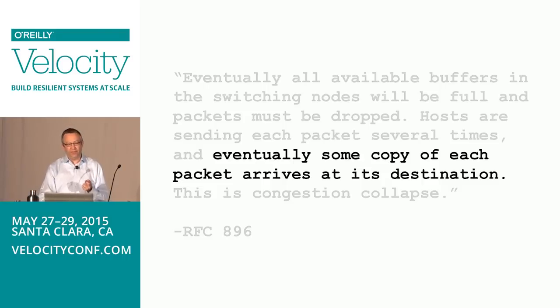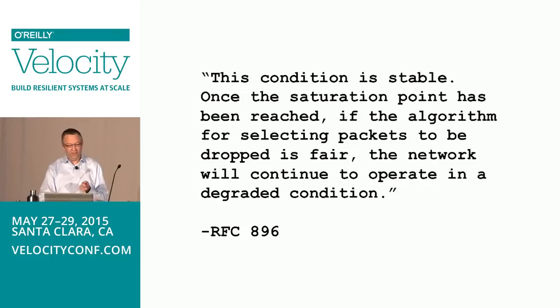And this is important because it implies a terrible result, that the condition of congestion collapse is stable. Once the saturation point has been reached, if the algorithm for dropping packets is fair, Nagle observes, the network will get stuck in congestion collapse.